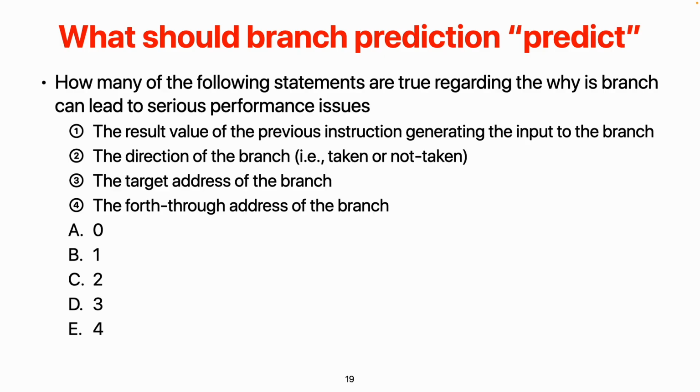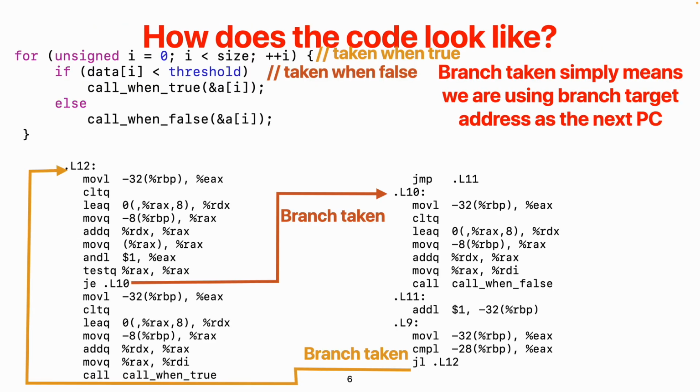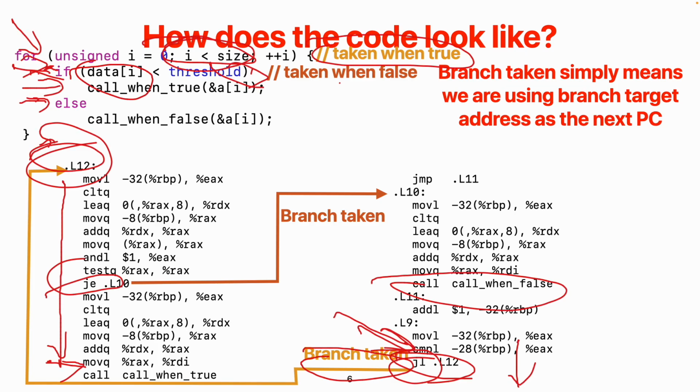Okay, so let's take a look at this code, for example, right? Do we need to predict the value of data I to know the outcome of the branch? Regarding the purpose of branch prediction, does the value of data I matter? Yes? Okay, but do we judge the branch result based on data I, or based on whether data I is smaller than the threshold?